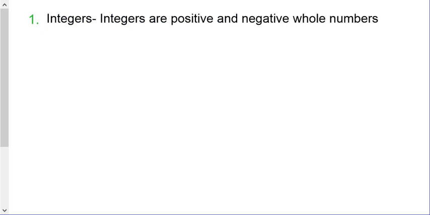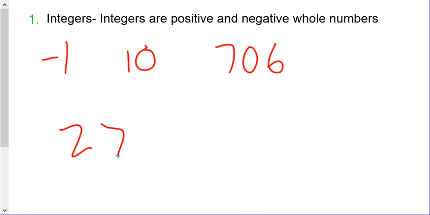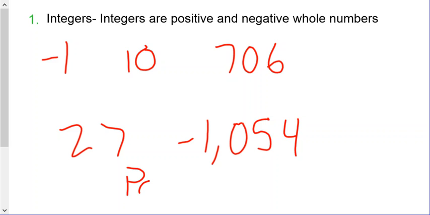First one, integers. Integers are positive and negative whole numbers. So any number that is whole, positive or negative, can be referred to as an integer. Here are some examples: -1, 10, 706, 27, -1054. Okay, so integers are just positive or negative whole numbers. Go ahead and pause the video here. Make sure you get this definition down in your notes now.